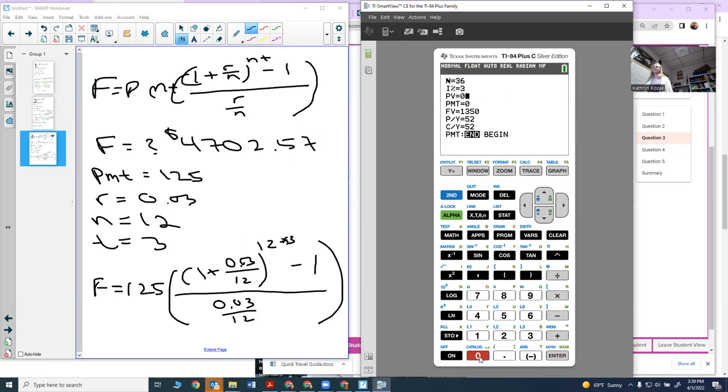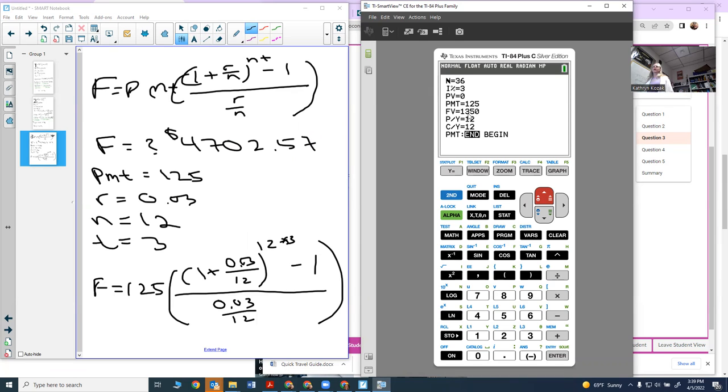I then need to put my interest rate in, which was 3. My present value, I didn't put money away yet. There's nothing in there, so my present value is 0. My payment is $125. I'm doing 12 payments a year, and I'm getting 12 compounding periods a year. I want to know my future value, so I go up to my future value.